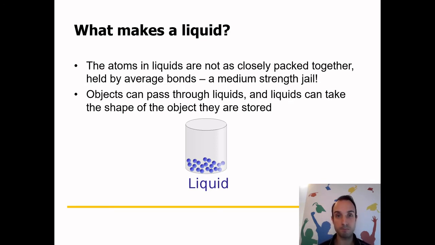You can pass an object through a liquid because there's more space between the atoms and the bonds aren't as strong. Because their bonds aren't as strong, there's also some more flexibility. So it means the liquids are able to change their shape. Again, like we talked about with the solid, the only way for it to change its shape is to actually break the solid. You can't change the shape of your computer without breaking it. Liquids can change their shape depending on the container they're held in because they've got more flexibility between their bonds. And we can see some examples of that here.